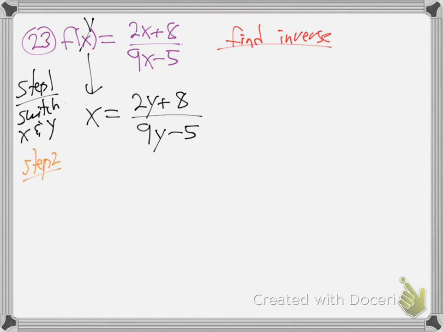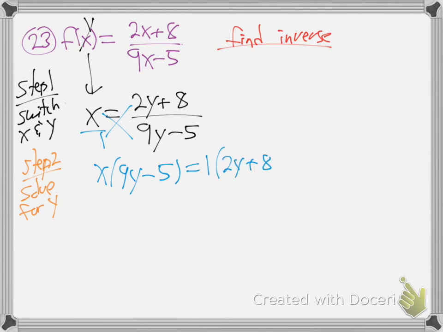Okay, and then step 2. What's step 2 in finding an inverse function? Solve for y. Get y on its own. This is the part that gets a little tricky. So let's start there. Let's put this over 1, go diagonal, diagonal, right? We've done this kind of thing a few times. And x times 9y minus 5 is 1 times 2y plus 8. Good so far. And then distribute, right? I think it's exactly what you'd expect. So 9xy minus 5x, distribute, 2y plus 8.